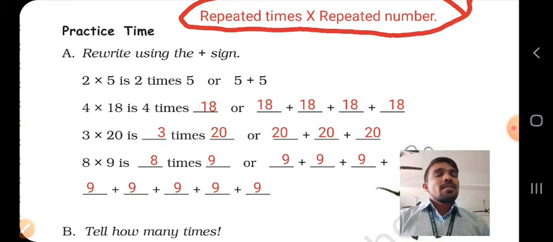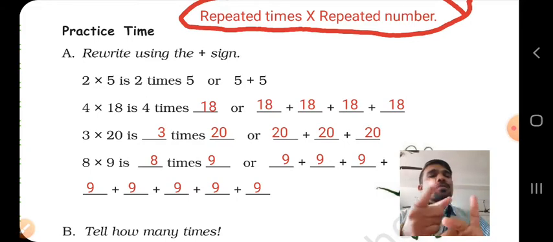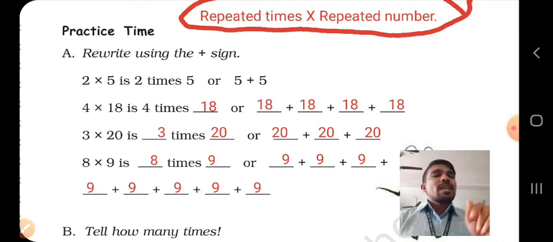8 times 9, that is 8 multiplied by 9. So 1 time 9, second time 9, third time 9, fourth time 9, fifth time 9, sixth time, seventh time 9, 8 times. So 8 times 9, how many times 9? 8 times. So 9 plus 9 plus 9 plus, how many times do you have to do it? 8 times. Got it?